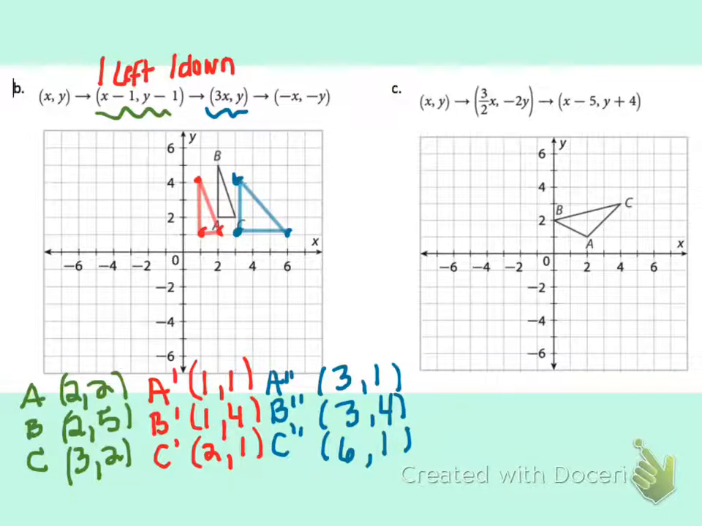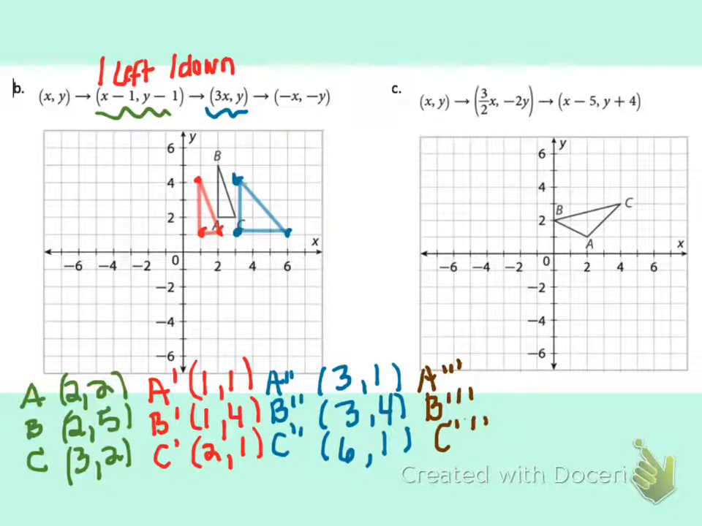Okay. Now the final one says to take the opposite of both the x and the y. So we're going to take our final coordinates. I think I'll do these in, let me see, how about purple? And I'm just going to change these signs, and I'm going to get my final coordinates. So they're going to be A triple prime, B triple prime, and C triple prime.